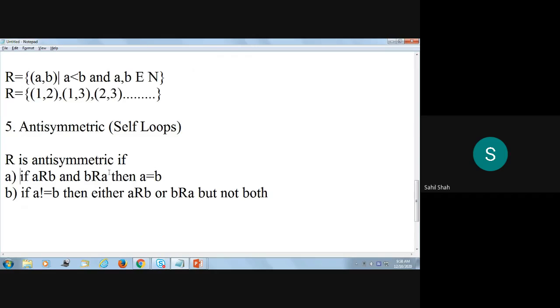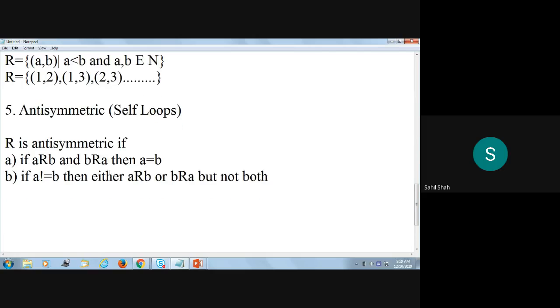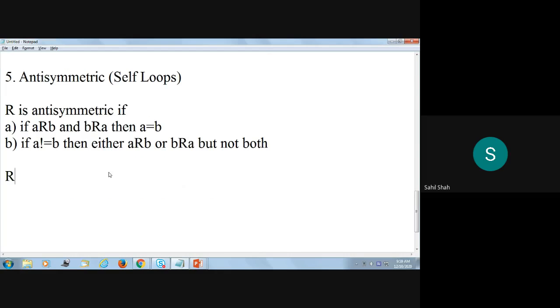There are two cases. If we are observing a pair A comma B as well as B comma A present in relation R, then A must be equal to B. This is the definition of self loops. You can have self loops in anti-symmetric relation, but whenever A is not equal to B, then I can have either A comma B present in R or B comma A present in R, but not both. I can have either. That is the anti-symmetric relation. So can you tell me an example of anti-symmetric relation?